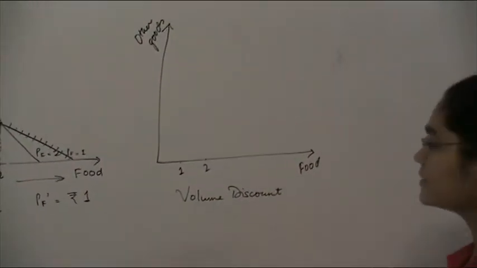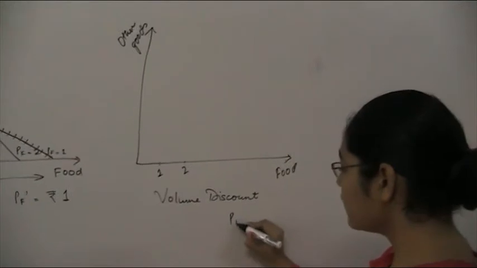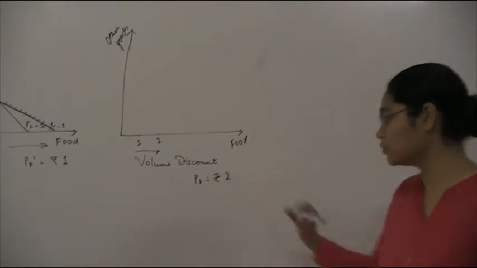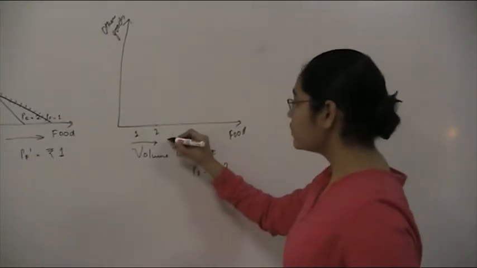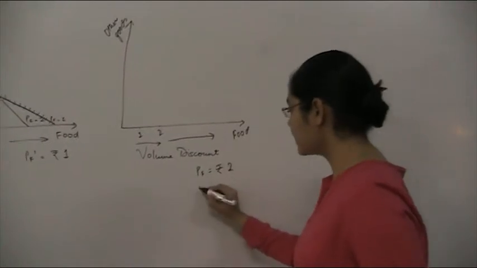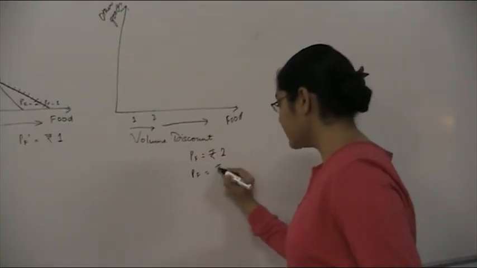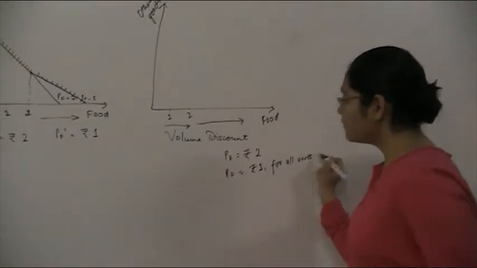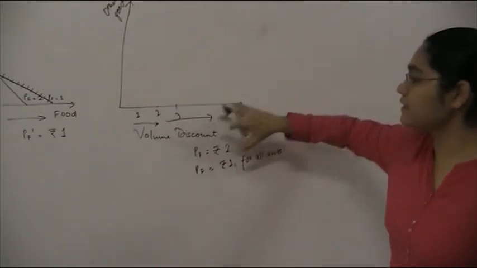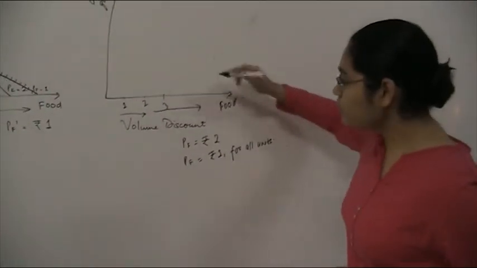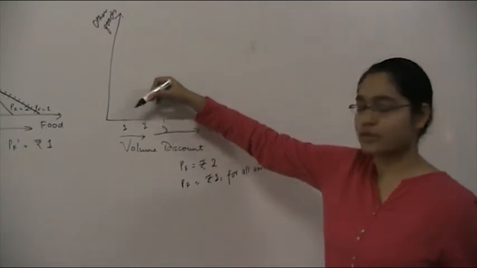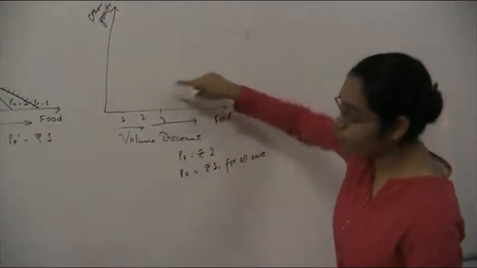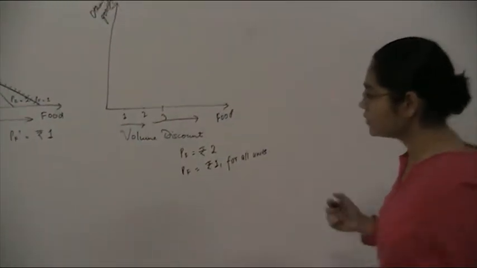The shopkeeper says, okay, if you buy food up to 2 units, the price of food that gets charged is 2 rupees. If you buy more than 2 units, the price of food is rupees 1 for all the units. Which means if you buy, let's say, 3 units of food, you don't need to pay 2 rupees for the first unit, 2 rupees for the second unit, 1 rupee for the third unit, but you get to pay 1 rupee for all these units. So let's see how the budget constraint looks.